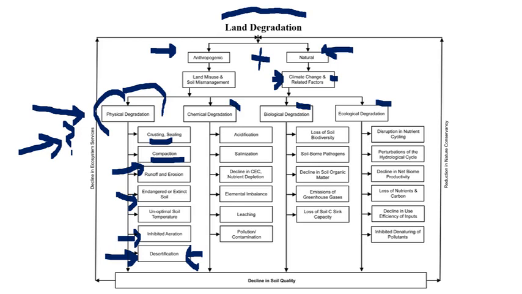Similarly, you see chemical degradation: acidification occurs, salinization, already discussed. But one point here, decline in CEC. You might not know what CEC is. CEC is basically soil cation exchange capacity. C stands for cation, E stands for exchange, and C stands for capacity. CEC is how much capacity is in the soil to exchange these cations.